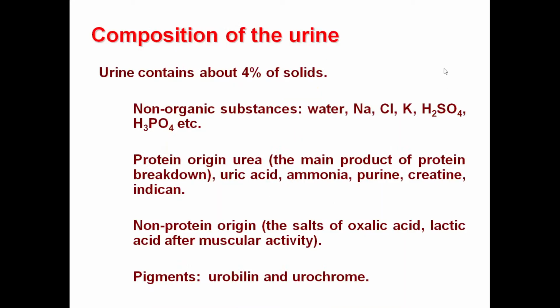Now, finally, we are about to discuss methods of kidney examination. And here you have to know the composition of urine, which contains about 4% of solids, which include non-organic substances like water, electrolytes, protein-origin urea, that's the main product of protein breakdown, uric acid, ammonia, and other substances. Non-protein origin like salts and acids, and pigments like urobilin and urochrome.